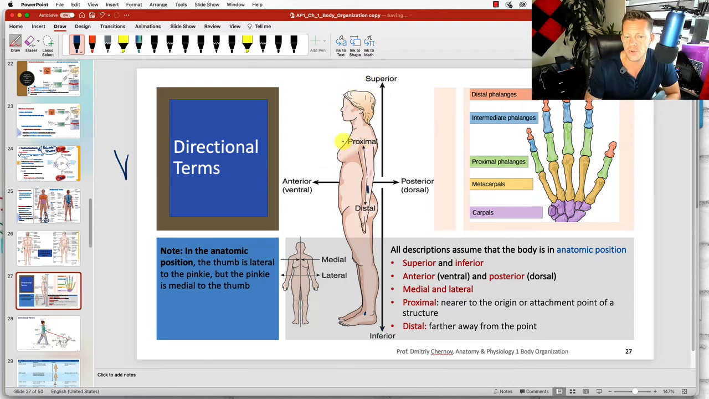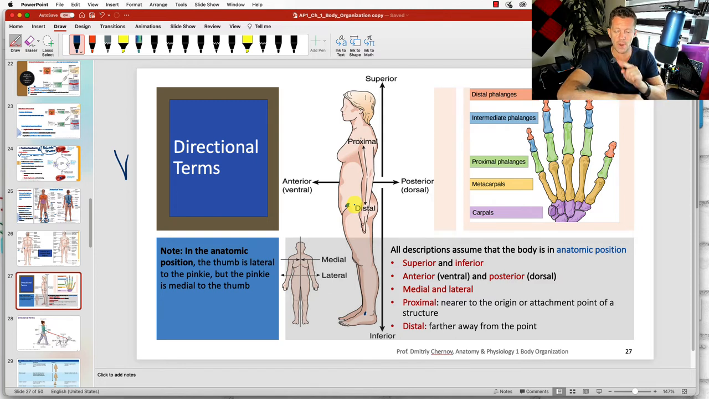So also there is proximal and distal. Proximal is the beginning of an organ or a structure, and distal is the farther away part of the organ or the structure. So my shoulder is proximal to my elbow, but my elbow is distal to my shoulder, right? My elbow is proximal to my wrist, but my wrist is distal to my elbow.